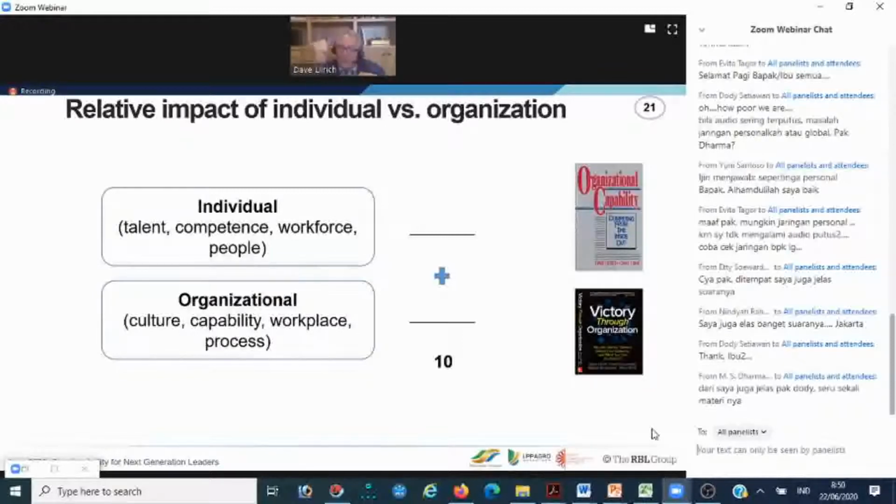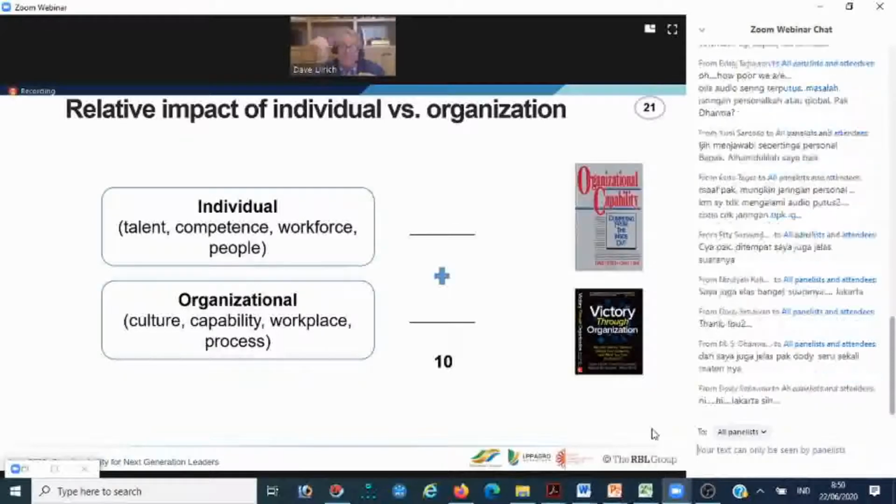I've given you a hint by the titles of the books. Here's what we find. 8-2 organization. The quality of organization has 4 times the impact on business success and customers and investors than does the talent. What an organization does is it takes the individual talent, the ingredients, and creates a great outcome.